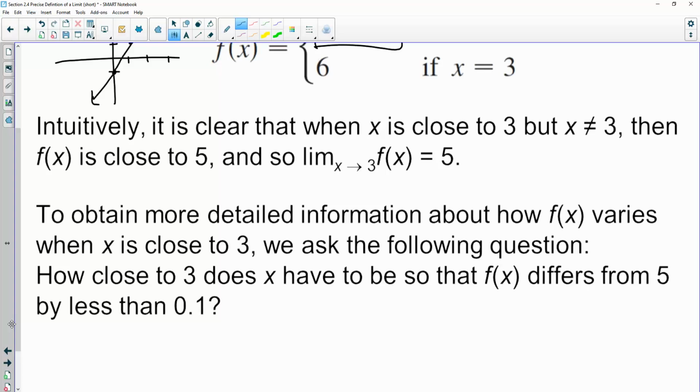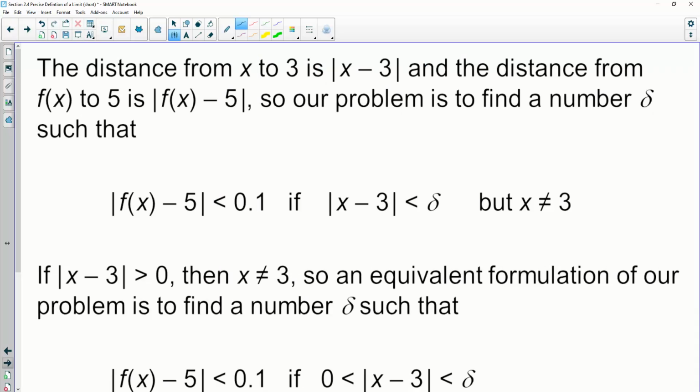So my question is, how close to 3 would x have to be so that f of x, where y is, differs from 5 by less than 1/10? If I want to be within 1/10 of accuracy, I need something between 4.9 and 5.1. How close would x have to be to 3? We don't have to put in 3 exactly. You know when we made those tables, the closer we got to a certain value, the closer the y got. So this is our motivation here.